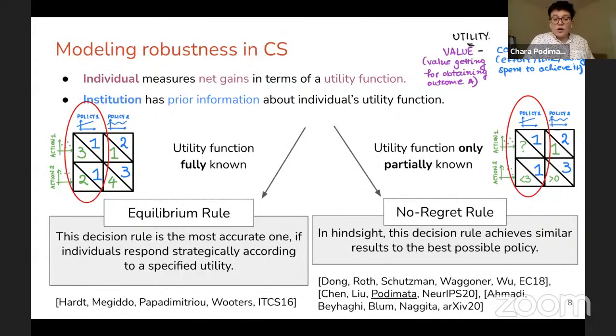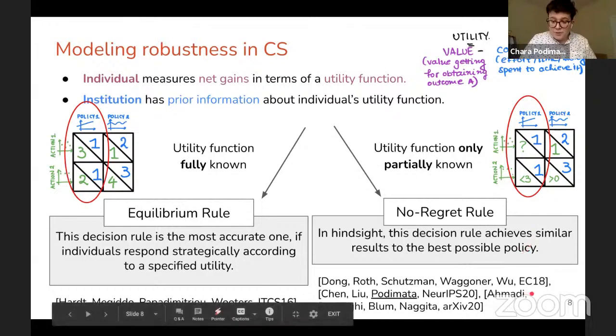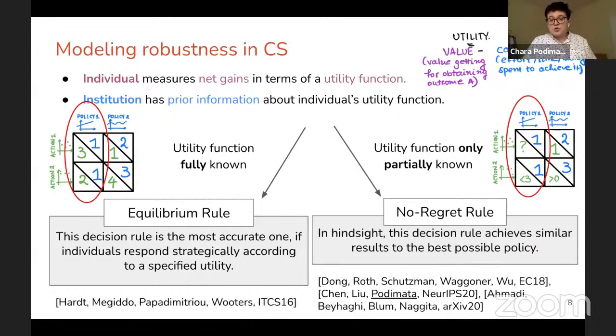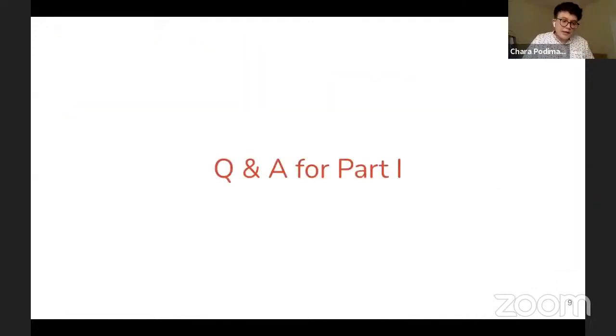So basically, this area so far has focused on constructing algorithms, constructing mechanisms from the perspective of the institution under different assumptions on the utility functions of the models. And this is actually what differentiates all these papers, the assumptions on the utility functions that these papers assume about the power of the individuals to misreport. And with that, I'd like to conclude my part and open up for questions.